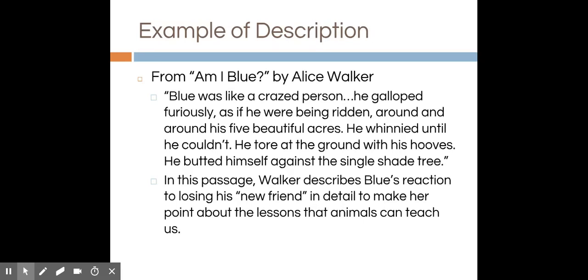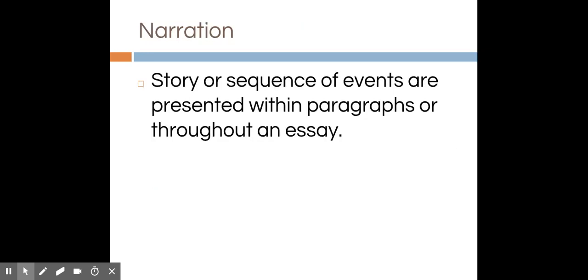So maybe that's a touch or a sight thing for you. It's really describing it so you can see how upset Blue is when his horse partner is taken away. So in that passage, Walker is talking about how Blue reacted to losing the friend because she wants people to see how animals can teach us, because he's showing this great reaction. And then we're trying to understand how he felt when he lost his partner.